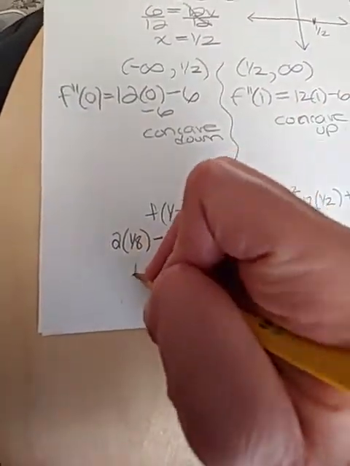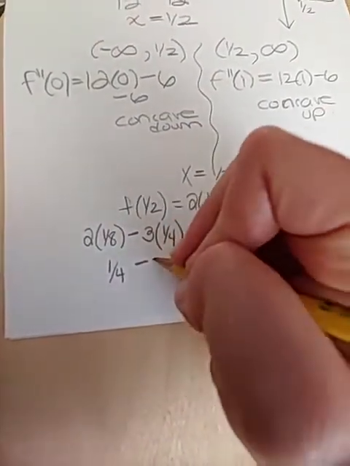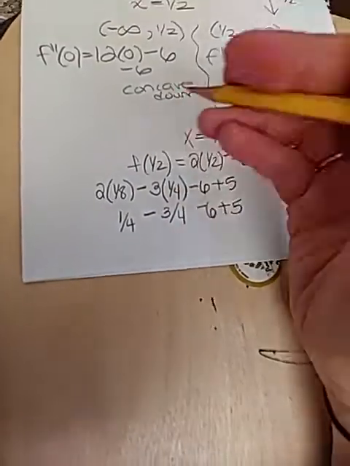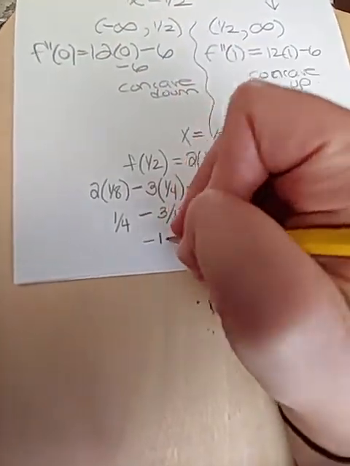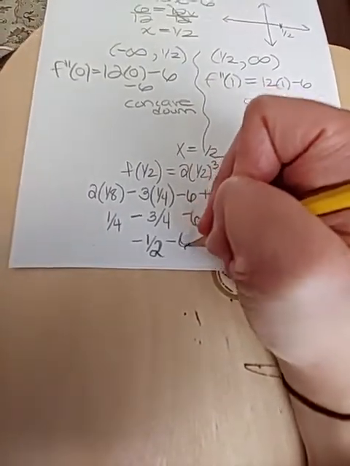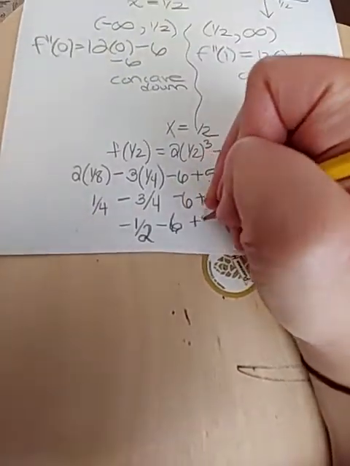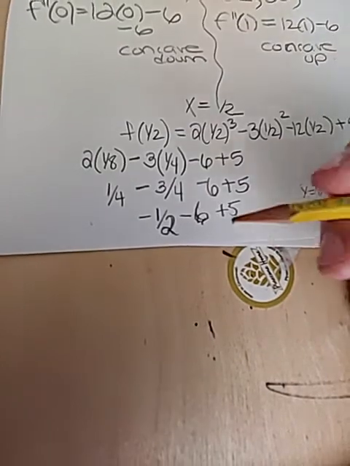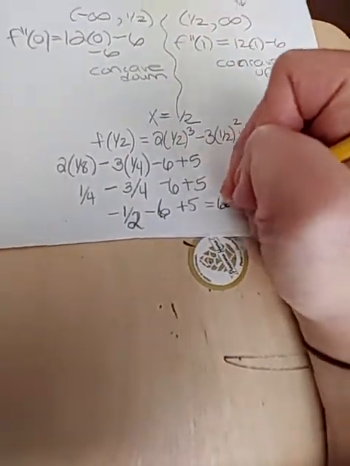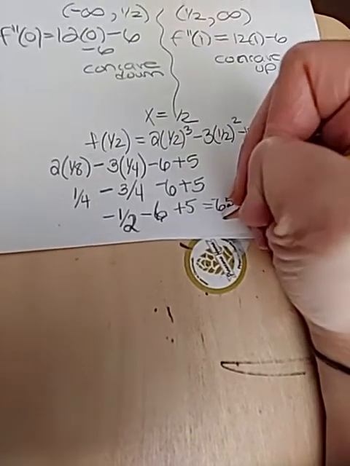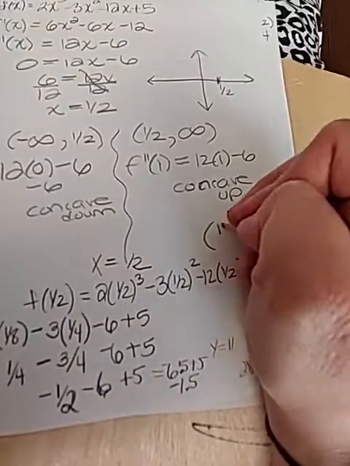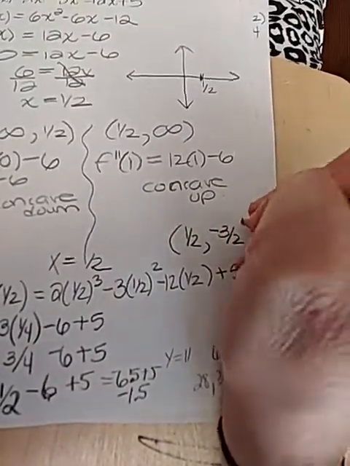So 2/8 simplifies to 1/4. 3 times 1/4 is 3/4. 1/4 minus 3/4 is negative 1/2. And negative 6 plus 5. All right, so we have negative 1/2 minus 6, which is negative 6.5, and then negative 6.5 plus 5 gives me negative 1.5. So my point of inflection is 1/2, comma, negative 3/2, or negative 1.5.